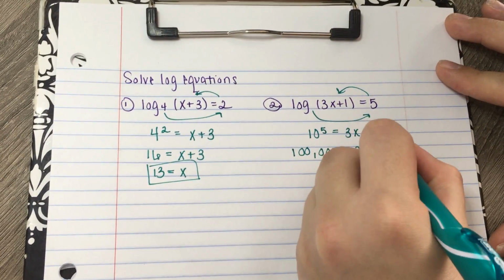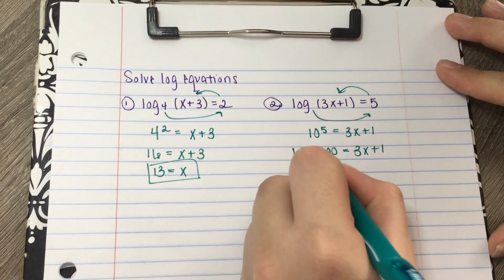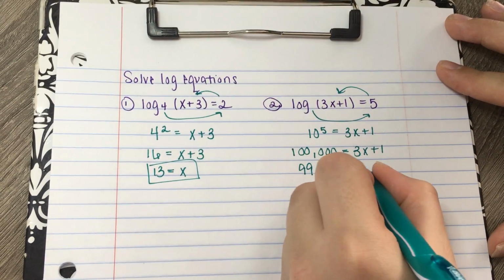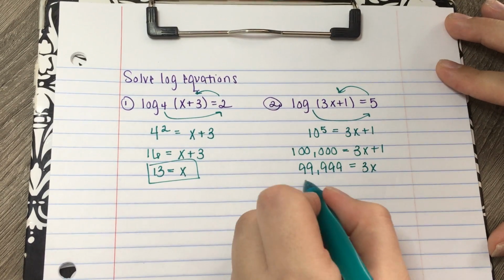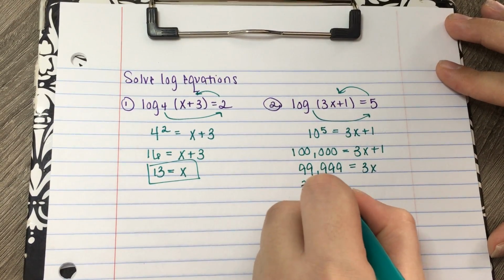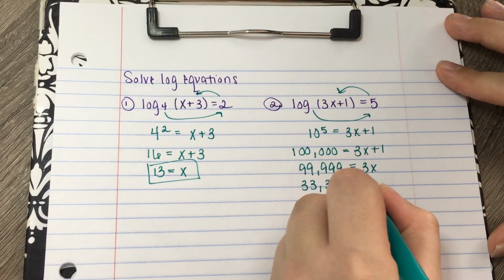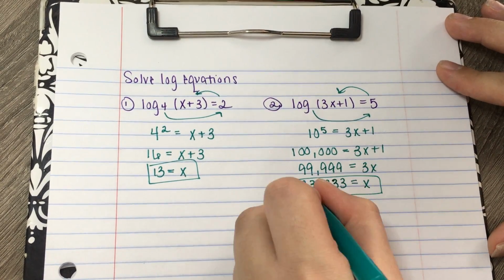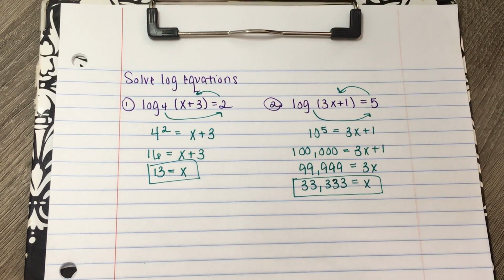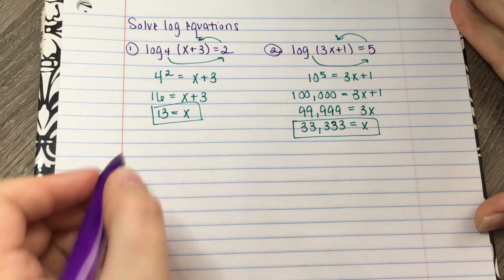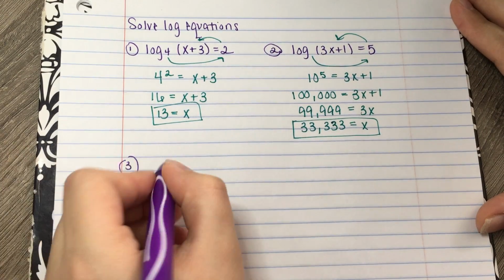And then no need for a calculator. 100,000 minus 1 is 99,999. Then divide that by 3, that's 33,333. And then there is my final answer for x. And then double checking, I plug it in, I'm going to get a positive answer. 2 more to go, stay alive, and here we are, number 3.